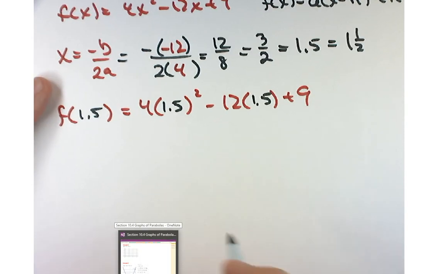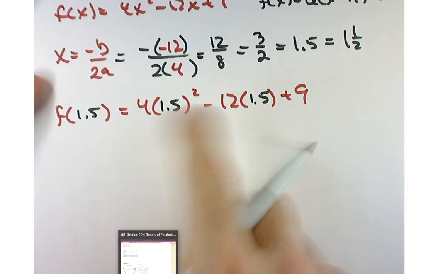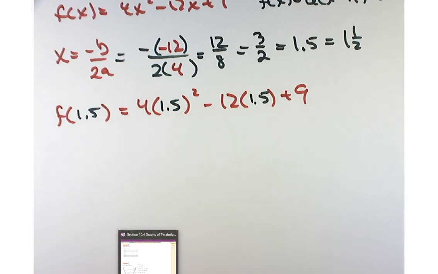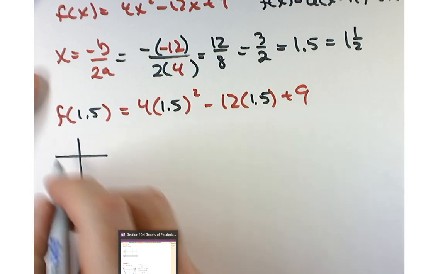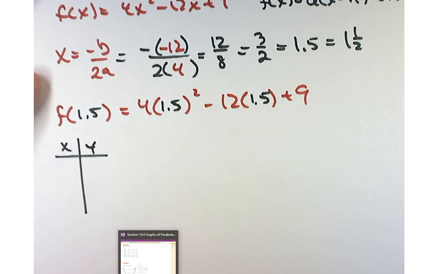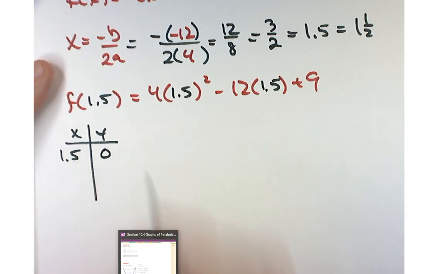Let's see. So our vertex and our x-intercepts, at least one of them are the same. So I'll make a little t-table here. 1.5 for x gives me 0 for y. All right.